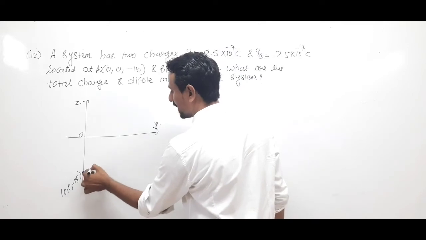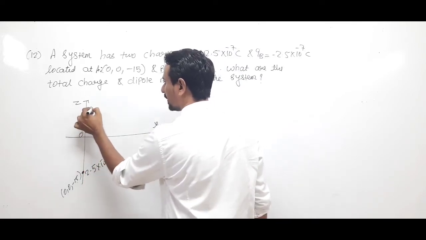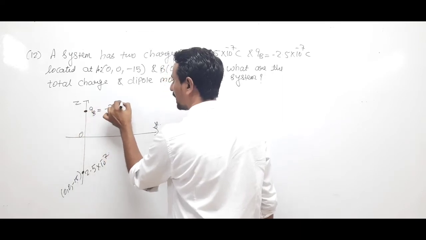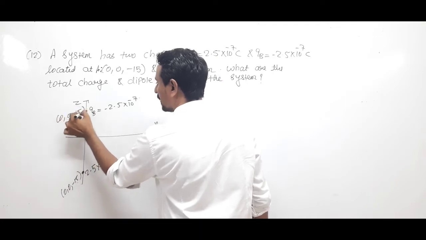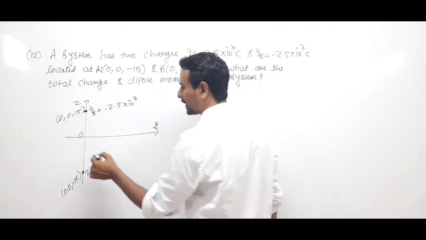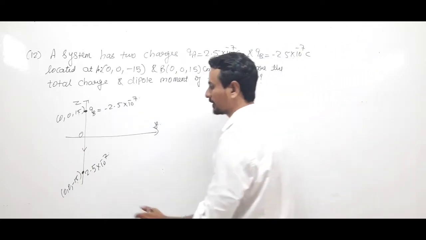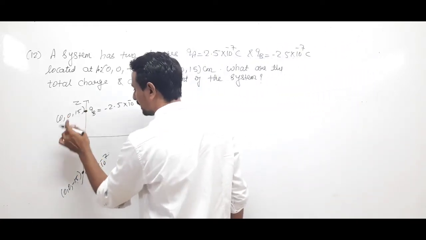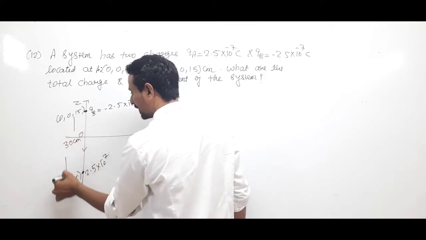Charge is 2.5 × 10^-7, and Q of B is located somewhere here, minus 2.5 × 10^-7. This is (0, 0, 15). So the dipole moment is from negative to positive. This is the direction of the dipole moment. The distance between the two charges is minus 15 to plus 15, so the total will be 30 centimeter.